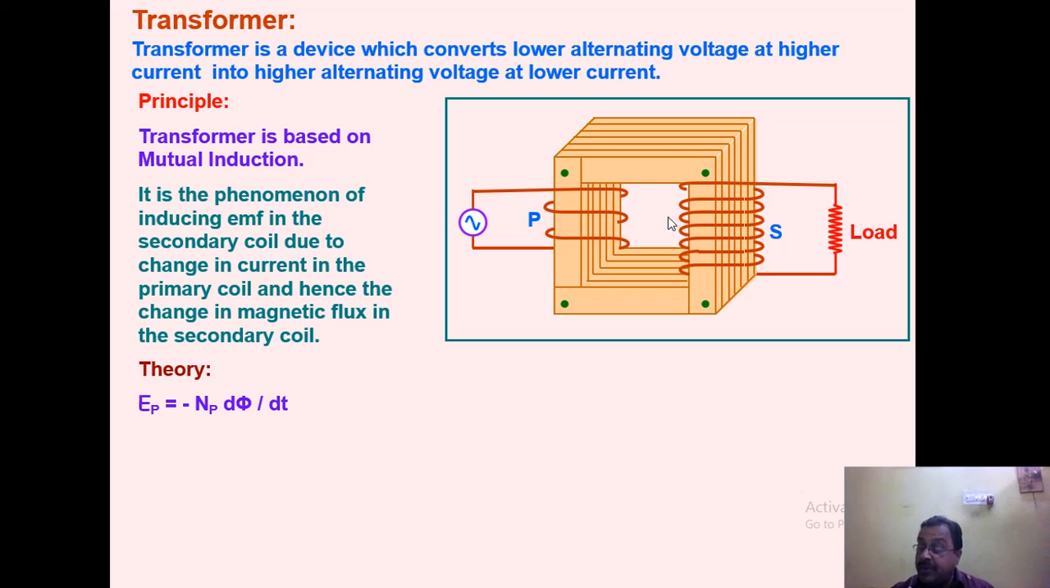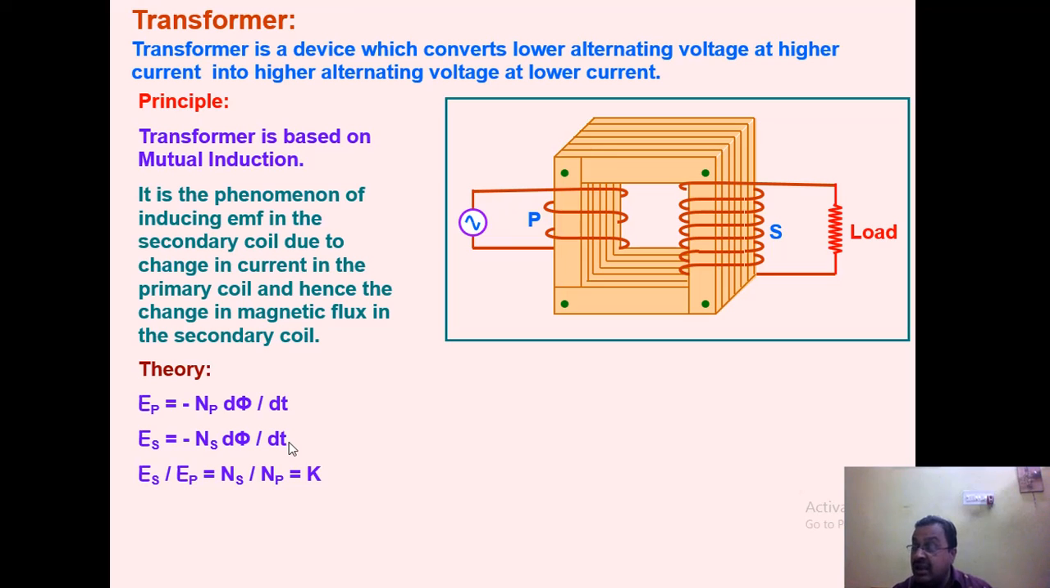P stands for primary. So EP is the EMF induced in the primary due to the current flowing through it. The EMF induced in the primary will be given by the expression minus NP d phi by dt, as per Faraday's law. Here NP is the number of turns of the primary, and similarly the EMF induced in the secondary, ES, will be given by minus NS d phi by dt, NS being the number of turns of the secondary.